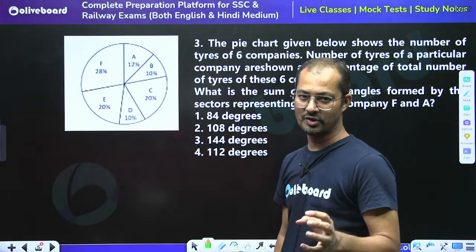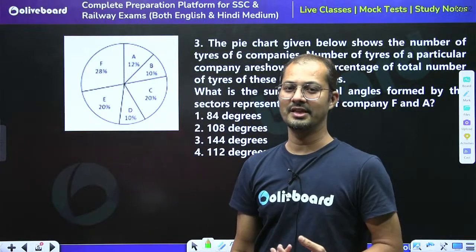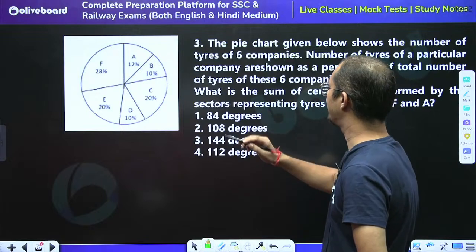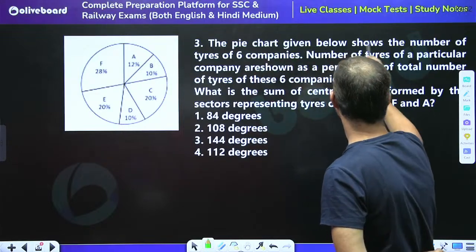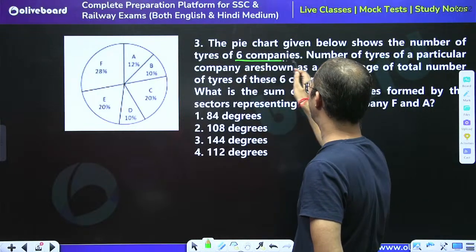So you have to focus on this part, because questions from DI which are being asked in your exam are very easy, right? So the question is saying that the pie chart given below shows the number of tires of 6 companies, right?